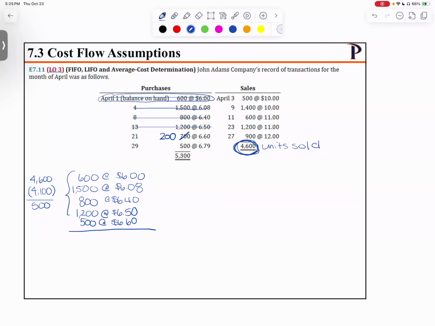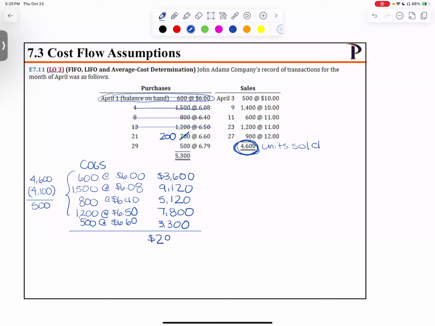So back to calculating our cost of goods sold. So if we go ahead and multiply all of these out, so 600 by $6, we'll get 3,600, then 9,120, 5,120, 7,800, and then finally 3,300. If we add all of that up, we'll have a total cost of goods sold of 28,940. If we add up our total units as a check, we can see that we got to 4,600 units that we sold. And then we can calculate ending inventory in one of two ways.